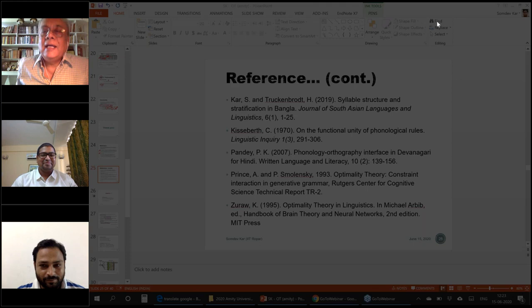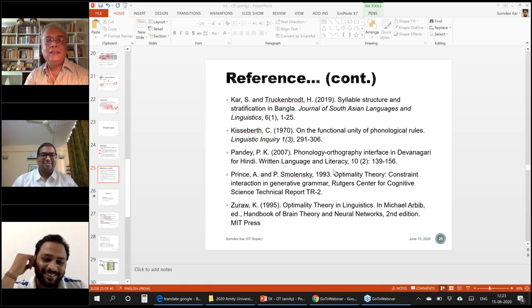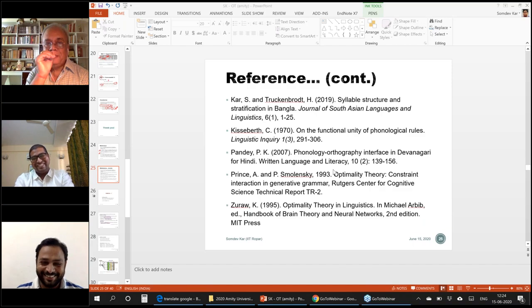I'm very happy that a very technical subject such as optimality theory could be explained in as simple language as possible. In fact, I was exchanging notes with Professor Sanjay Jha just now as you were speaking, and his comment is that the speaker is very lucid and very clear. It's a good talk. Linguists have the tendency to make simple things complicated, whereas you have tried to make complicated things very simple.